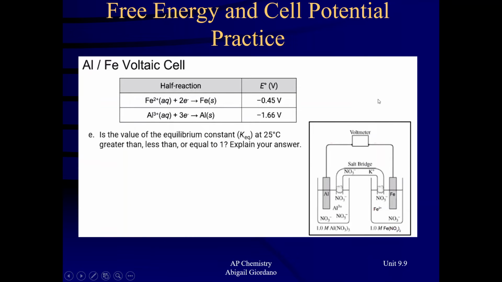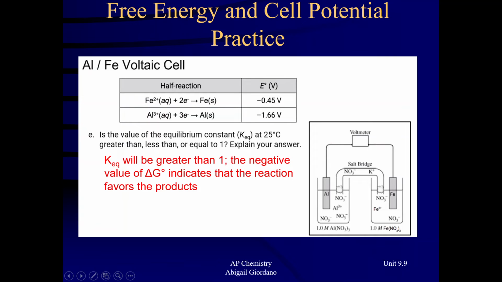Okay, last part. Is the value of the equilibrium constant greater than, less than, or equal to 1? Well, this goes back to a previous concept. If delta G is negative, let's review what that means. That means the forward reaction is favored. That means that the K value is going to be greater than 1. A negative delta G means that products are favored. That's going to lead to that products over reactants ratio being in favor of the products. So K is going to be greater than 1.